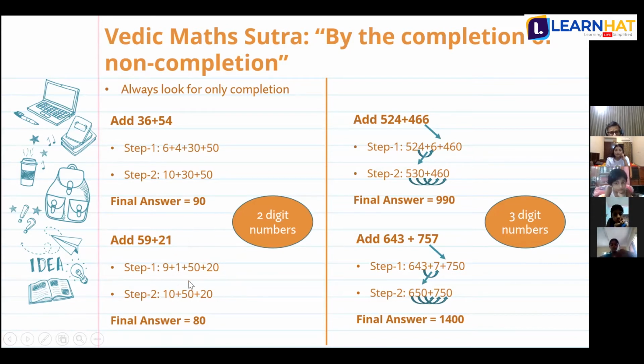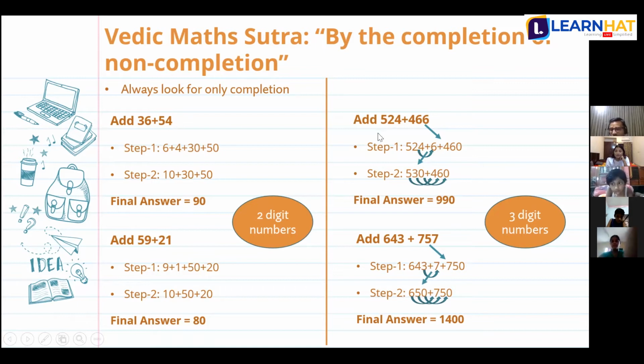9 plus 1, 10. 50 you write as it is, then 20 as it is. Don't worry, just add only the single digits. 2 plus 5, 7, 7 plus 1, 8. We're writing 8 here. 0 plus 0 plus 0 will become 0. So 80. So the answer is 80. Like that, we could try for 3-digit numbers. Let's go a little deeper now.